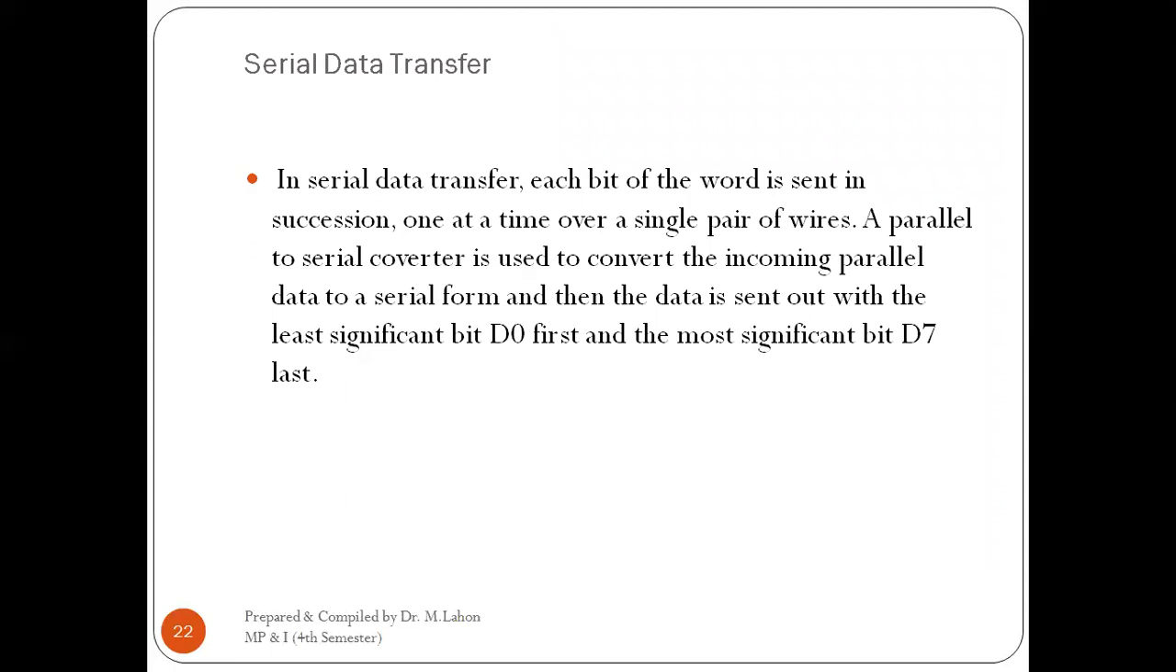So we talked about parallel data transfer. Now you see what serial data transfer is. Serial data transfer means each bit of the word is sent in succession, one at a time over a single pair of wires. When we want to go for serial transfer, a parallel-to-serial converter has to be used so that the incoming parallel data is converted to serial form and sent out. While sending, the least significant bit is sent first and the most significant bit last. Here D0 to D7 is used in case of 8085, but if you consider 8086, it should be D0 to D15.